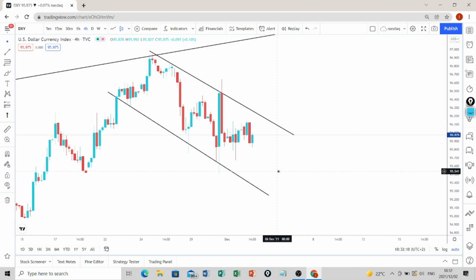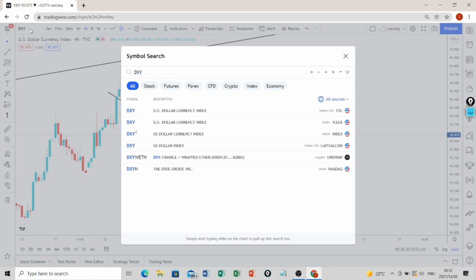Already I can see, based on what DXY is painting for me, what I'd be looking forward to doing next. So next up I will be looking into the NASDAQ 100.